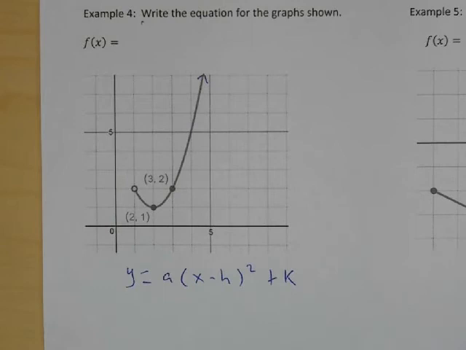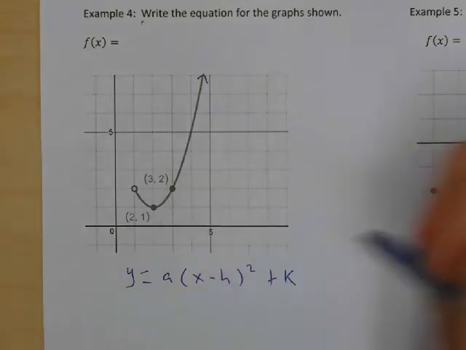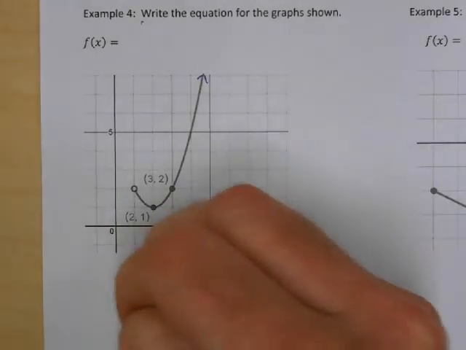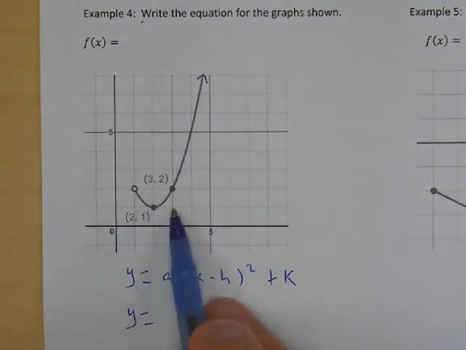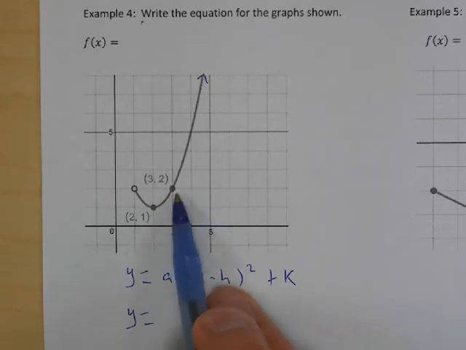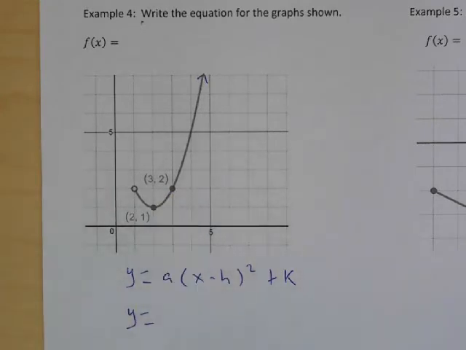All right, let's see if we can figure out the pieces of that graph. So it's going to be y equals our a value. And then what is our a value? Now, sometimes that's hard to figure out, but let's see. They went over 1 and then up 1, which means over 1 and up our a value. That means our a value is 1.